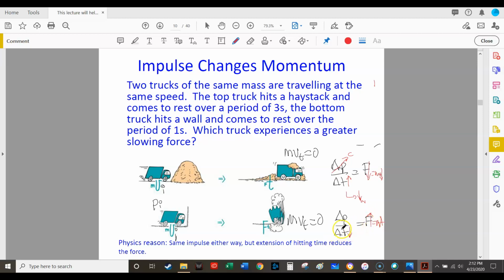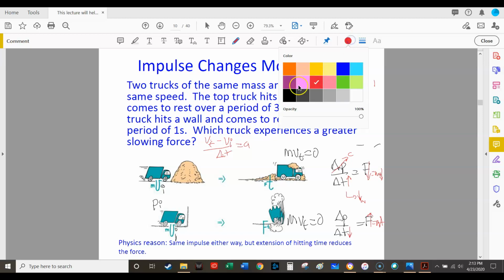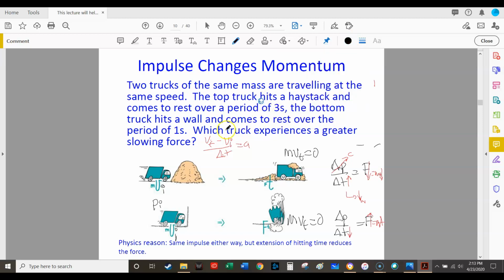If your change in momentum, so again, I just want to illustrate that final velocity minus initial velocity over a period of time is acceleration, right? So in both cases you're going to have the same change in velocity, right?